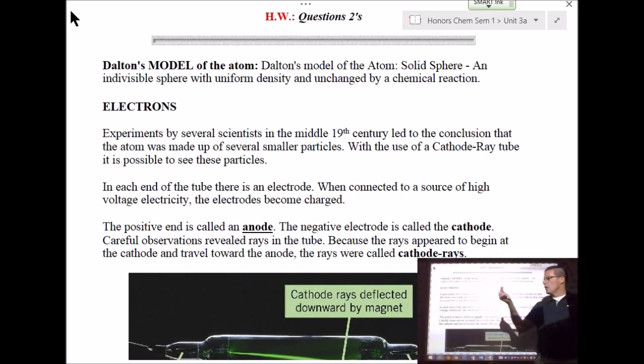Okay, I think I may have mentioned it yesterday. So he didn't know about any protons. He didn't know about any electrons. Didn't know about any neutrons. He just said it is a solid sphere that's indivisible and it has a uniform density. So the uniform density is whatever this is. So make good rubber balls. So that was the initial model of the atom. Dalton came up with that.